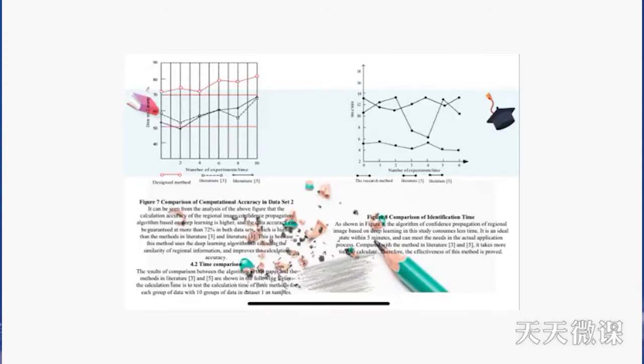For point 2, time comparison, the results of comparison between the algorithm in this paper and the methods in literature 3 and 5 are shown in the following figure. The calculation time is to test the calculation time of three methods for each group of data, with 10 groups of data in dataset 1 as samples, as shown in figure 8. The algorithm of confidence propagation of regional image based on deep learning in this study consumes less time. It is an ideal state within 5 minutes, and can meet the needs in the actual application process. Compared with the method in literature 3 and 5, it takes more time to calculate. Therefore, the effectiveness of this method is proved.